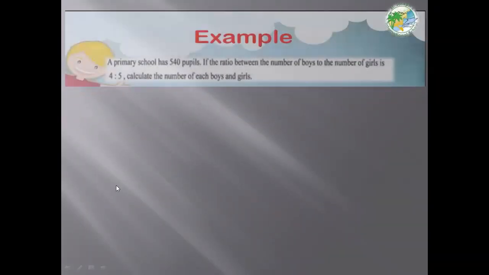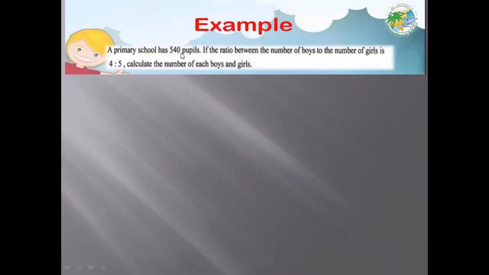Another example: a primary school has 540 people. In any school, the people are boys and girls. If the ratio between the number of boys and the number of girls is 4:5, calculate the number of boys and girls. What does he want here? Calculate the number. But the question has the ratio 4 and 5. So what is the 540 people? It is the sum of the boys and girls.